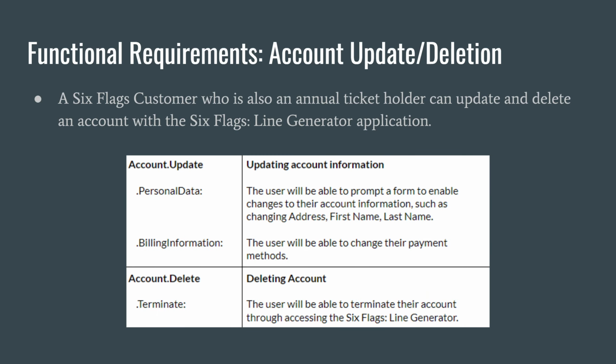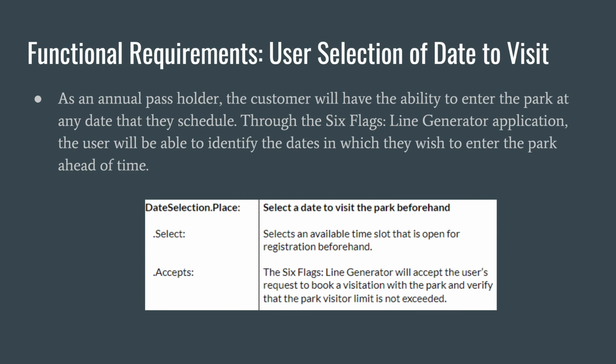A Six Flags customer who is also an annual ticket holder can update and delete an account with the Six Flags Line Generator application. So we have the same functions. Personal data, they'll be able to prompt changes to their address, first name, and last name. And billing information, they can change what credit card they want to use or general payment method. And they can also delete their account with the terminate function.